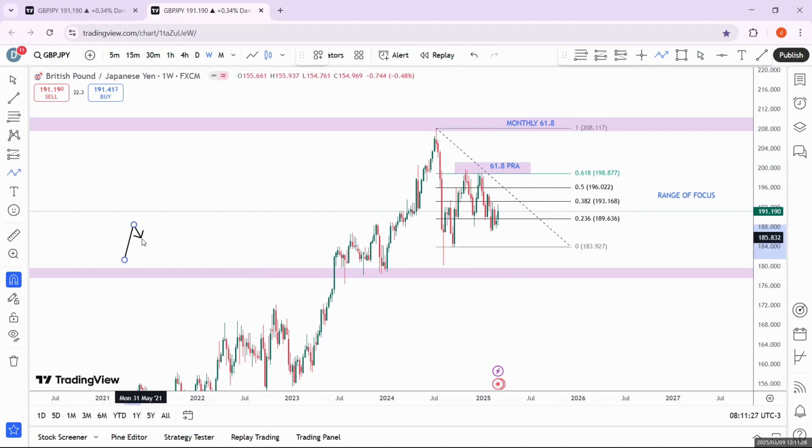Push, exhaustion, push, exhaustion, push, exhaustion, push. Hit a monthly 61.8 level. Then what did the monthly 61.8 level do? It instigated a break of structure.